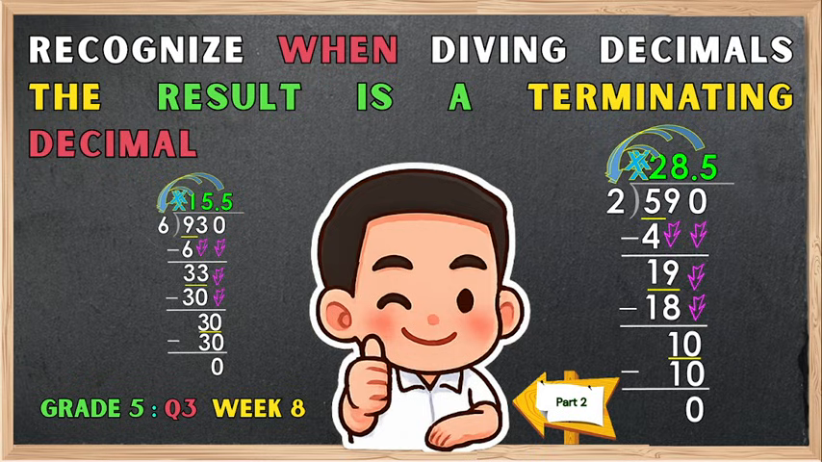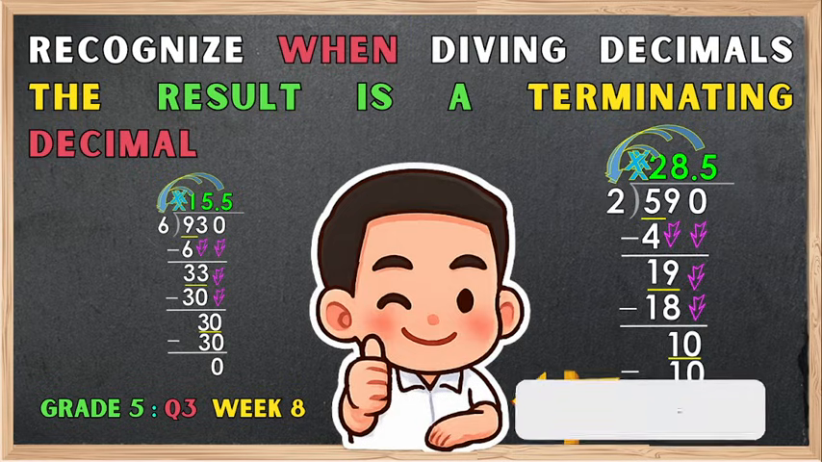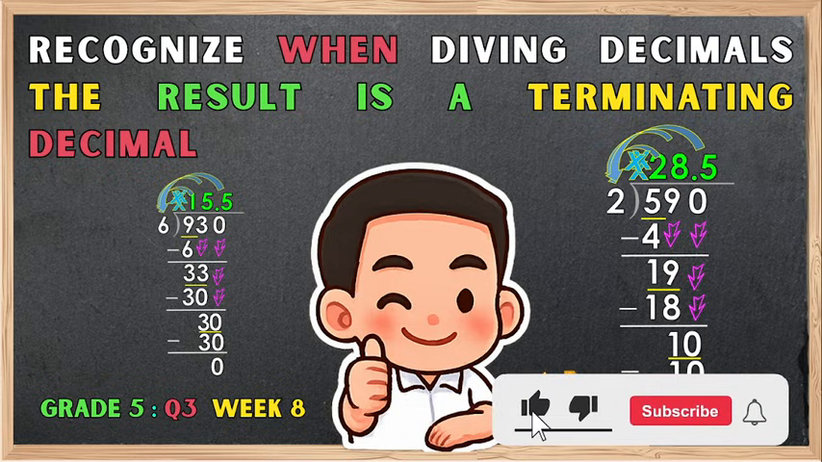In today's lesson, we're going to discuss how to recognize when dividing decimal numbers, the result is a terminating decimal. This would be part 2 of dividing decimal numbers.